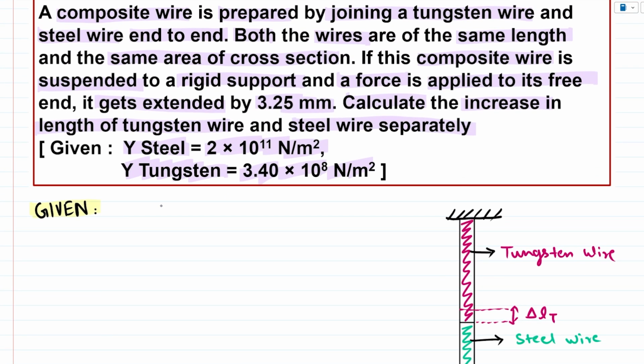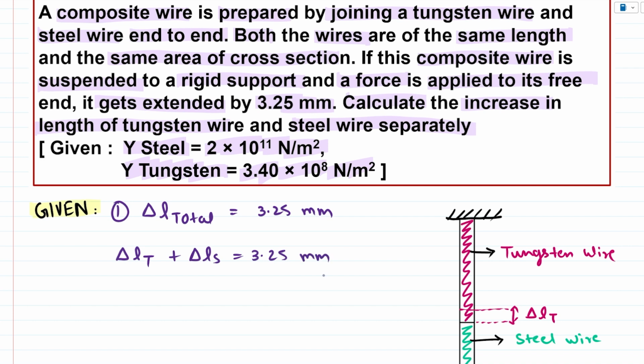अब let's quickly figure out the given section as well. The first statement which is given to us is the total extension. So delta L total extension is said to be 3.25 millimeters, and we know that this total extension is nothing but the resultant of the individual extension in tungsten wire plus the individual extension in the steel wire, and this is 3.25 millimeters as well. So this is the first quantity that's given to us.